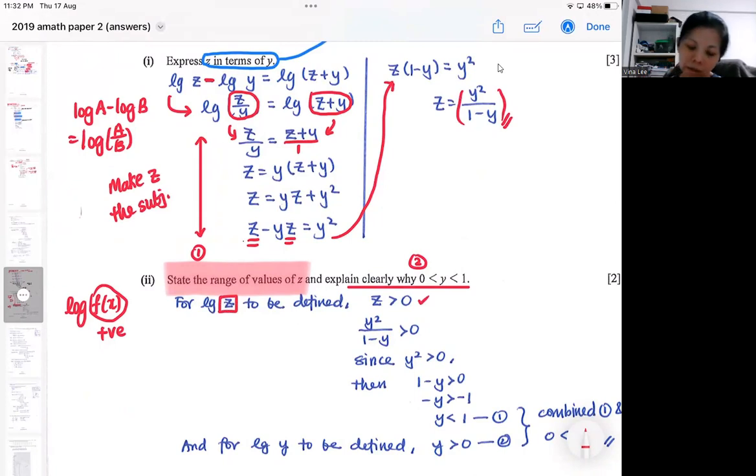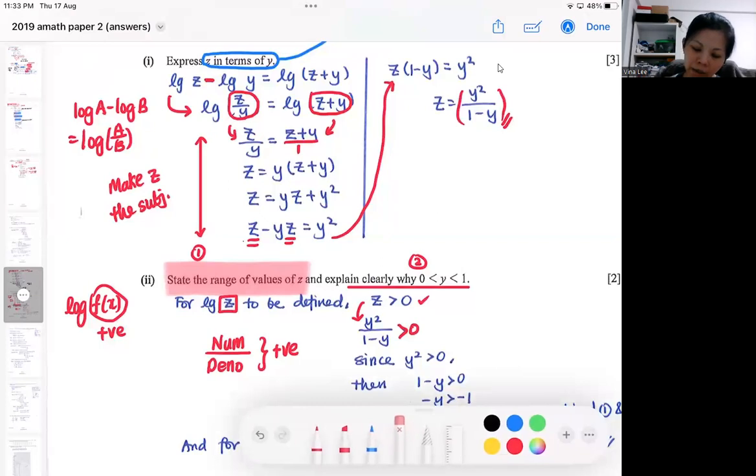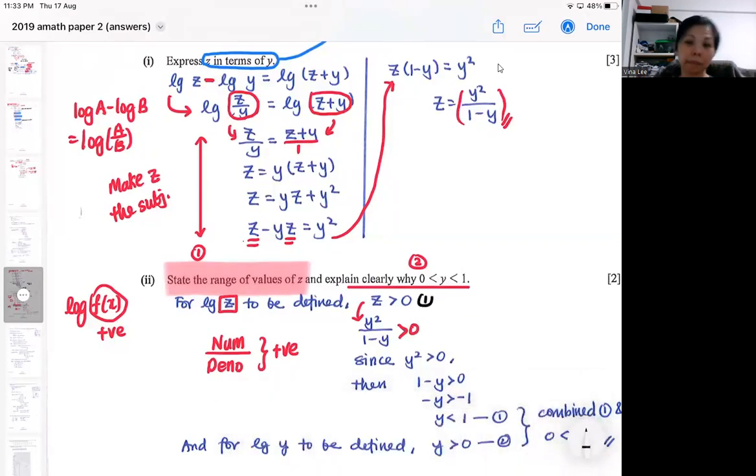And because I need z to be positive, and z is a fraction, where do I get the fraction? I get it from the first part. So I need the fraction to be positive. That means my numerator divided by my denominator has to be positive. So this is the fraction that is representing z. So here, I already answered the first part.